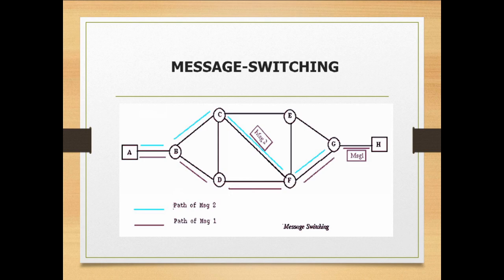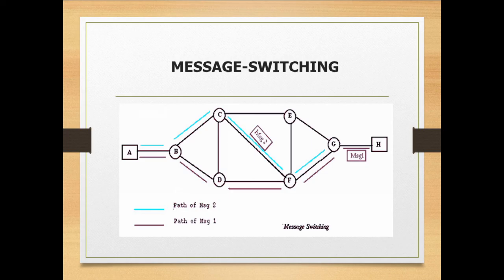In this figure, we can see if A wants to send a message to H, there are so many intermediate nodes. It could be switches or it could be other hosts. So it has several ways: A, B, D, F, G, H or A, B, C, F, G, H or A, B, C, E, G, H. There are several paths for A to reach H. In our case, suppose we want to send a message called message 1. And suppose it is choosing the path A to B, B to C, C to F, F to G and G to H.